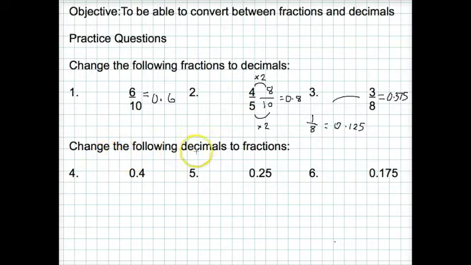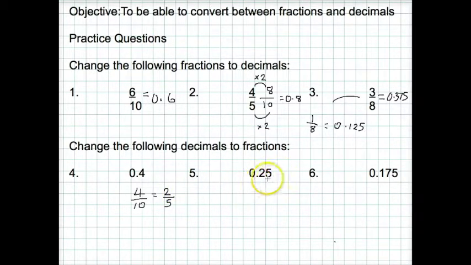Next off, we're going to change the following decimals to fractions. So we're going the other way here. Now, if 6 over 10 was 0.6, then 0.4 will become 4 over 10. We usually have to write this in its simplest form though. So we have to divide this fraction by 2, which gives me 2 over 5.